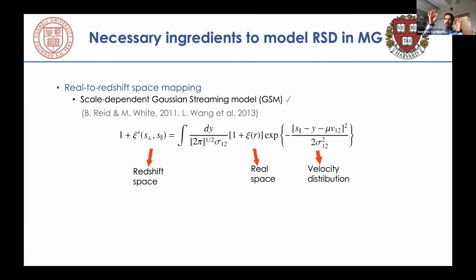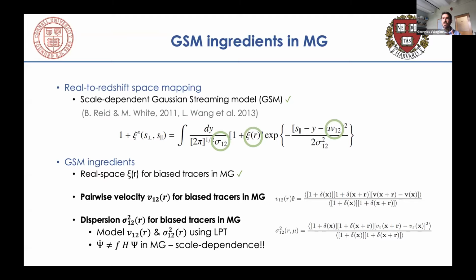the relative space. And the necessary ingredients to implement this model, in addition to the standard two-point correlation function that I've talked about before, are also the first two non-vanishing velocity moments of the galaxy density field: the mean pairwise velocity of galaxies, and its dispersion around the mean. And once again, we used the same perturbation theory framework to model these velocity moments.